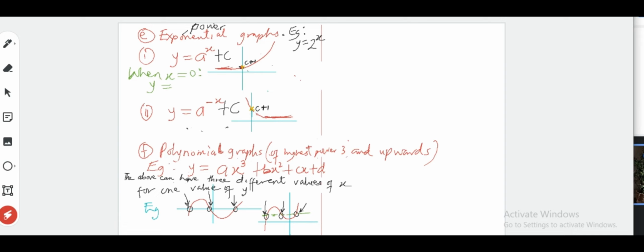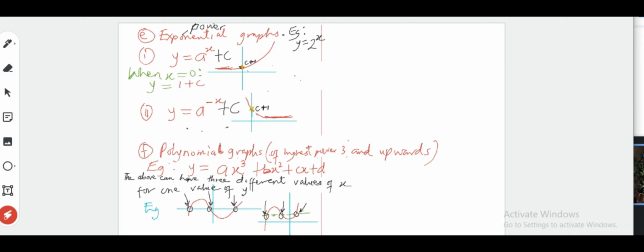But remember the graph itself is y equals a to the power x plus c. So 1 plus c, sorry. When x is 0, because a raised to the power x is 1, the whole of this place will be 1 plus c. So y will be 1 plus c. That will be the intercept. The intercept is when x is 0, isn't it? So the coordinate of this point will be 0, c plus 1.